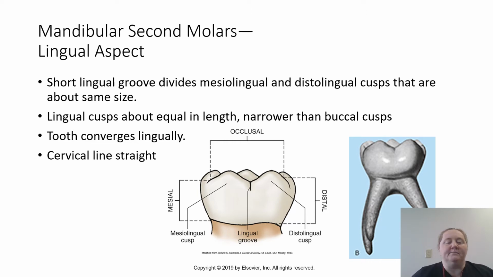All right, on the lingual aspect, we have a short lingual groove that divides the mesiolingual and distal lingual areas. That's right there. And these are about the same size, okay? The lingual cusps are equal in length and narrower than the buccal cusps. So when we look at the length, they're pretty equal, just like they were in the primary mandibular first molars, okay? The tooth converges lingually and the cervical line is straight.